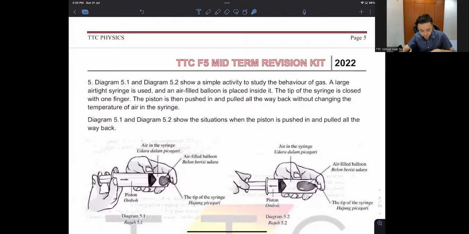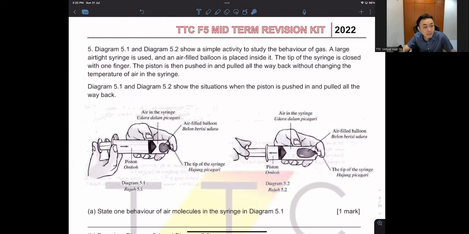Next one. Question number 5. Diagram 5.1, 5.2 shows a simple activity to study the behavior of gas. This one is actually a very famous experiment for your Paper 3, to study the relationship between pressure and volume.